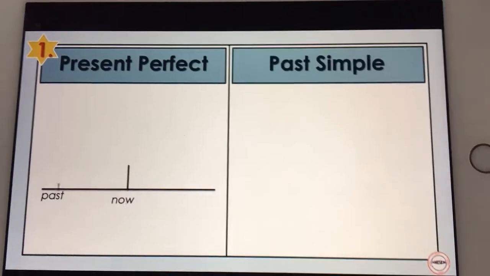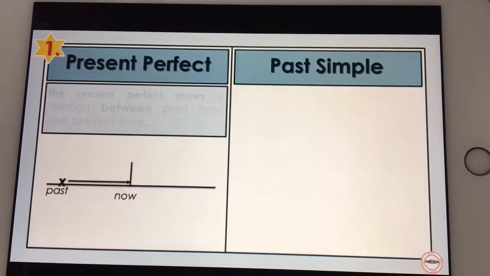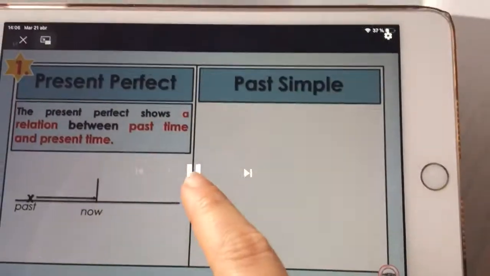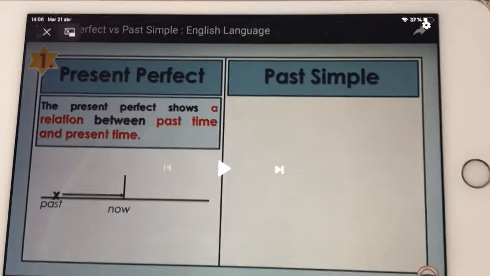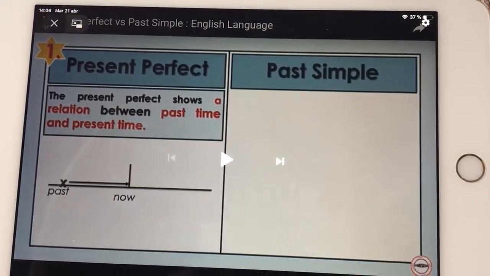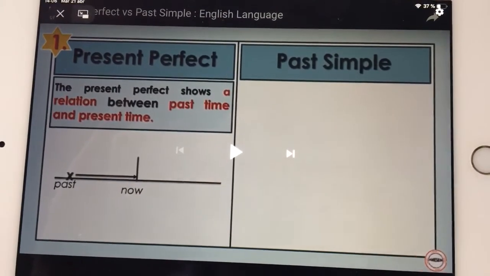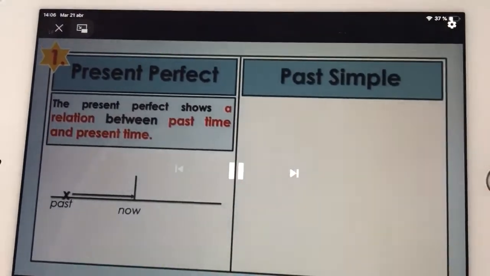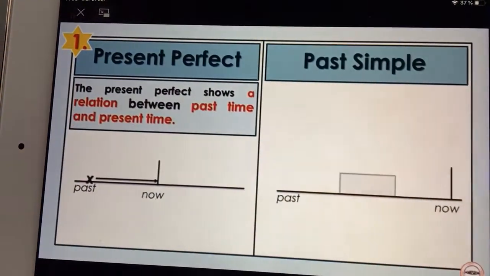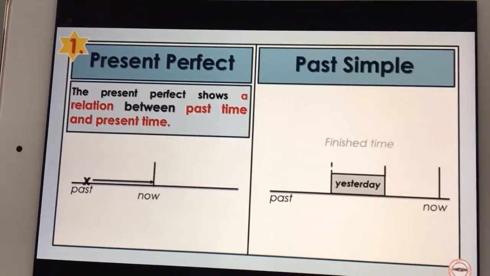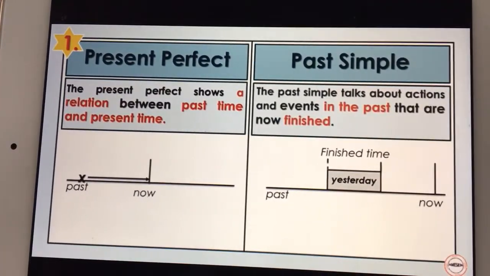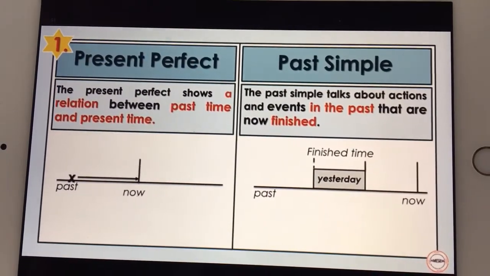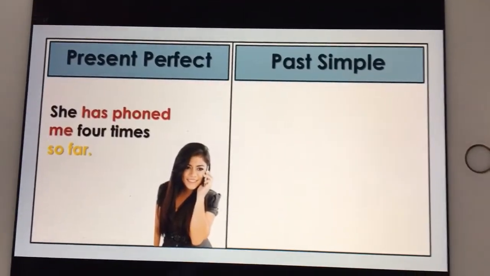Okay, so we know how to differentiate if it's a present perfect or a past simple because of this. Let's take a moment. So for the present perfect, it shows a relation between the past time and the present time, okay? It's something that hasn't finished, whereas for the past simple, it's something that's already over, okay? It's already finished. So the past simple talks about actions and events in the past that are now finished, okay? Something you did yesterday, for example.